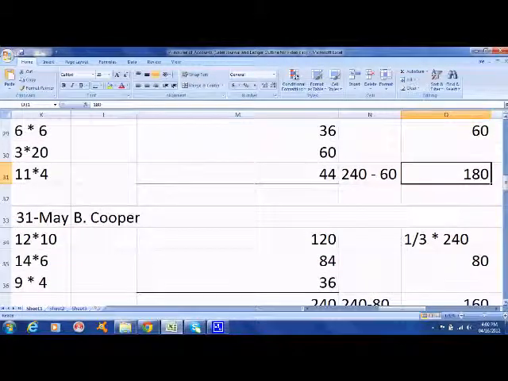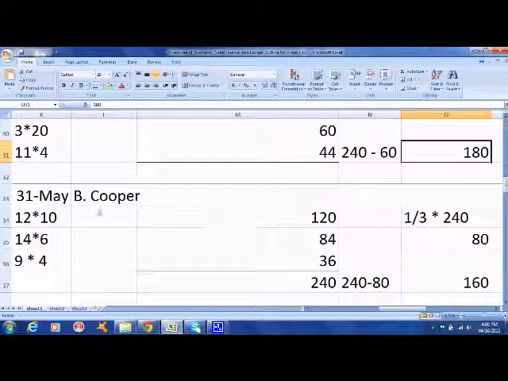And then the last one, Mr. B. Cooper. The question says, to B. Cooper, 1 Tops Lane, St. Augustine, 12 rolls white tape, 14 sheets blue cotton, and 9 meters green bahays. Alright, 12 times 10 gives you 120. 14 times 6 is 84. 9 times 4 is 36.